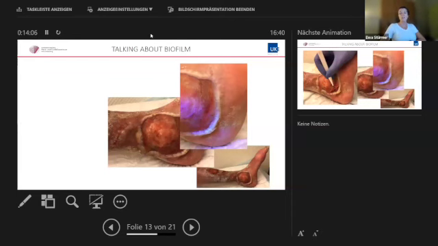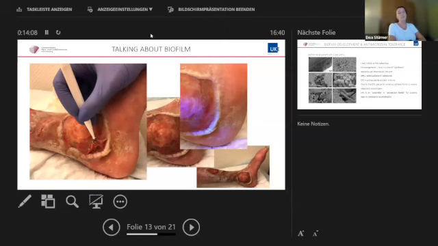I show you this patient because you don't really look on the wound surface, you look on the biofilm. This carpet, which is lifting by curette, is biofilm. It's not a wound product, it's a product of bacteria.